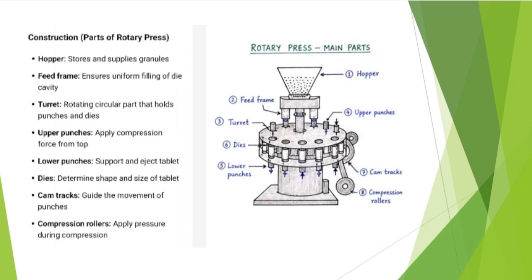Next, the dies. Dies determine the size and shape of the tablet. Next, we move on to compression rollers. Compression rollers are used to apply pressure during compression.